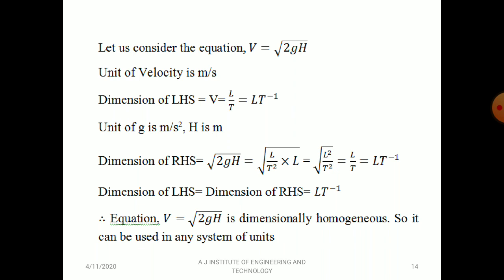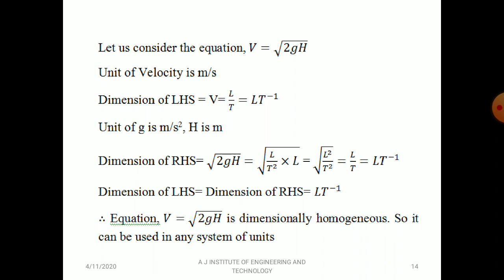Unit of g, that is acceleration due to gravity, is meter per second square, and h is head, so that is in meter. So dimension of RHS is equal to square root of 2gh. For g, that is meter per second square. 2 is a constant, you can just neglect that term. So meter per second square, L by T square, into h in meter, so it becomes L.